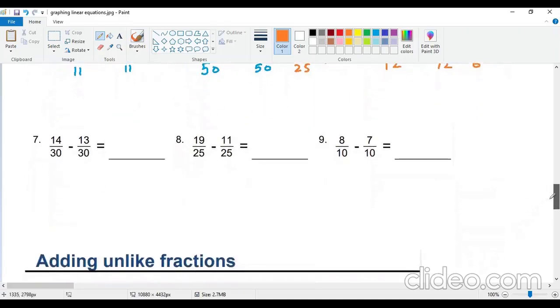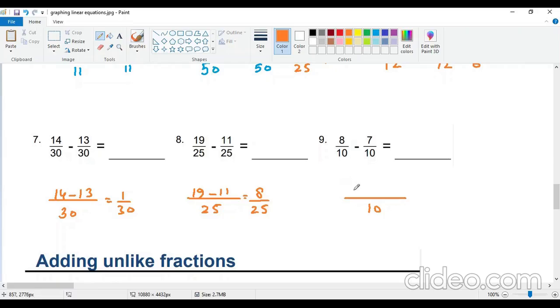Next, question is 7, making a straight line. We write 30 once, and 14 minus 13 is going to give us a 1 over 30. Here we write 25 only once, and 19 minus 11 is going to give us an 8 over 25. Both the numbers cannot be reduced by any number. We'll proceed for the next question. 8 minus 7 is going to give us a 1 over 10. This is a final answer, and you'll get full marks.